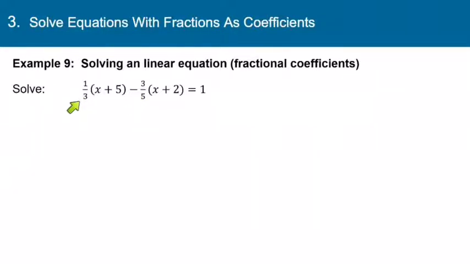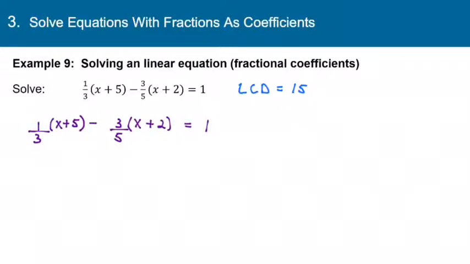First, I noticed that our denominators are 3 and 5, so that tells me that the LCD for us is going to be 15. Now remember, we can do whatever we want to an equation as long as we do it to both sides. So let me copy down our equation here, and now let's multiply both sides by 15.